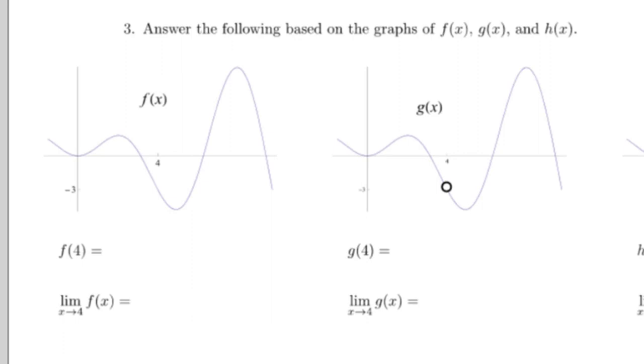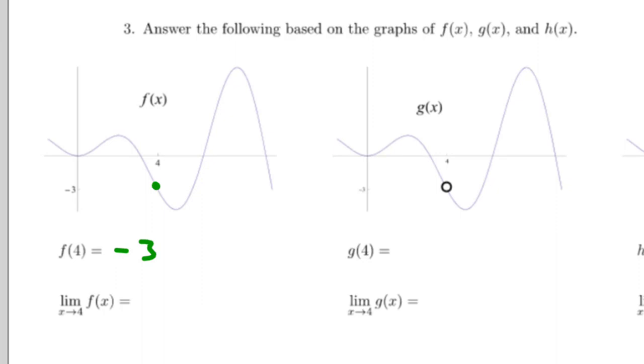So for this one here, let's look at the graph of f. Here I'm asking you to determine what is f of 4. We're just going to do this graphically here. What is f of 4? Yeah, f of 4 is -3. How do I do that? Well, when I plug 4 into the function, what is the corresponding y value? The corresponding y value is -3.